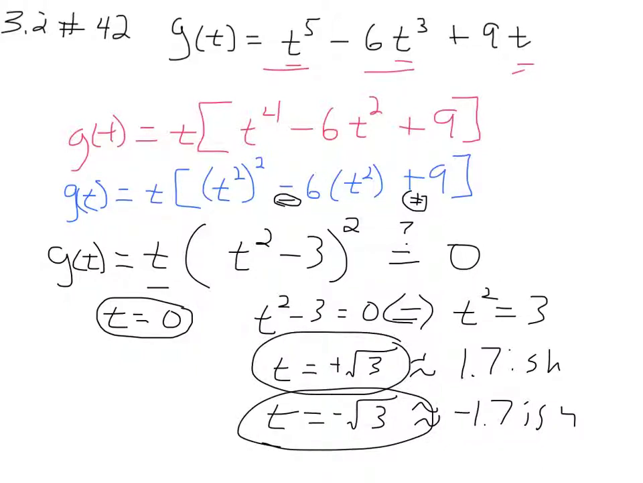So let's look at the graph of this and see if we get our zeros at 0, positive square root of 3, and negative square root of 3.